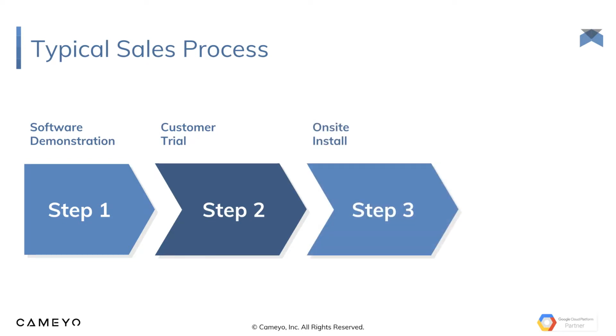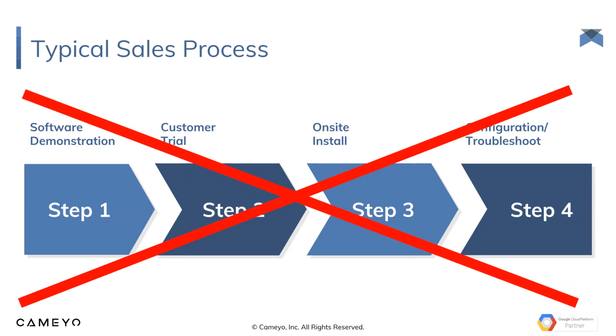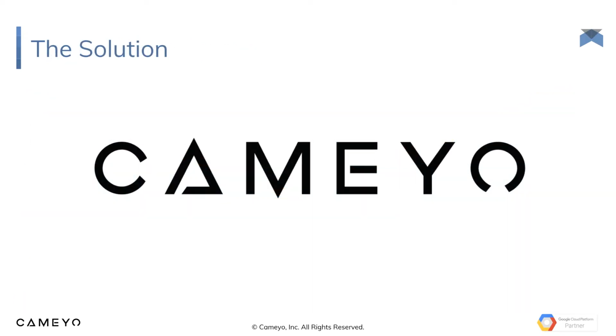Weeks later, your sales engineer team spends hours installing and configuring your software in the customer's environment. All for a POC that is oftentimes free. What if you could bypass the entire process and let customers trial your software immediately? Well, you can with Cameyo.